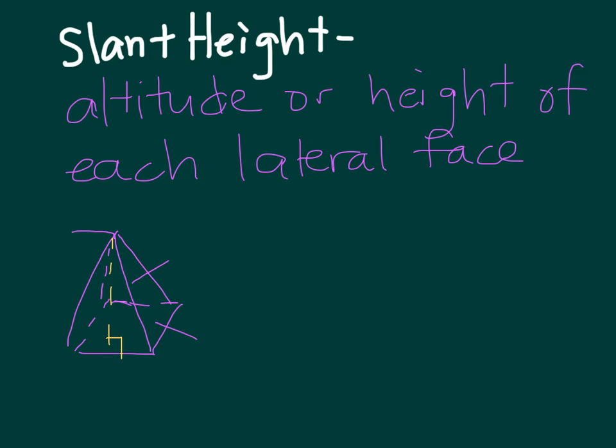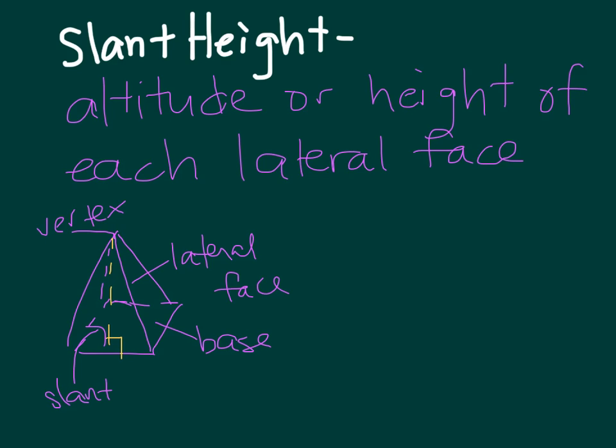So let's remember what we call things, right? Down here at the bottom, we have the base of our pyramid. Here we have a lateral face. Here we have the vertex, okay? And then this line that I've drawn in yellow is what we call the slant height. And it is the altitude or the height of each lateral face.